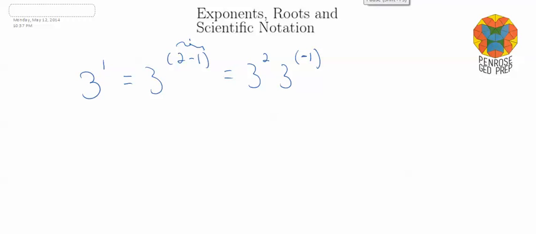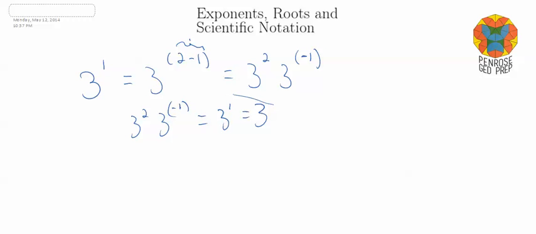Since addition in the exponent means we multiply, if we subtract in the exponent, we are really multiplying by a number to the negative power. For example, 3 to the first equals 3 to the 2 minus 1, which is just 1, which we can rewrite as 3 squared times 3 to the negative first power. Let's rewrite this below for clarity. 3 squared times 3 to the negative first is 3 to the first, which is just 3.